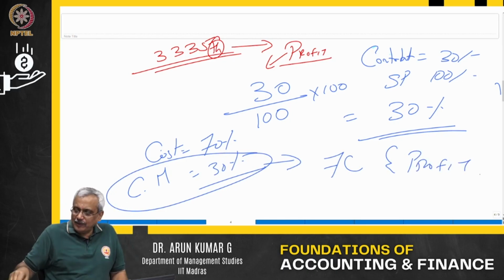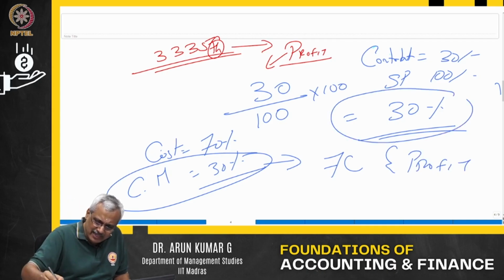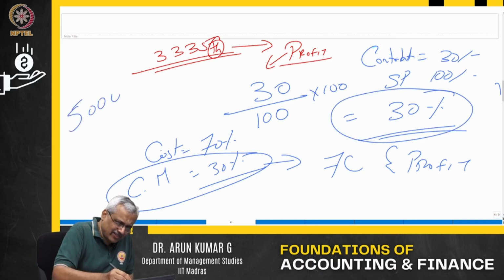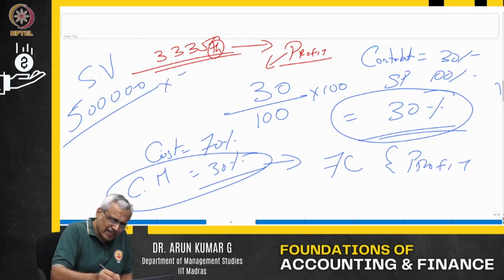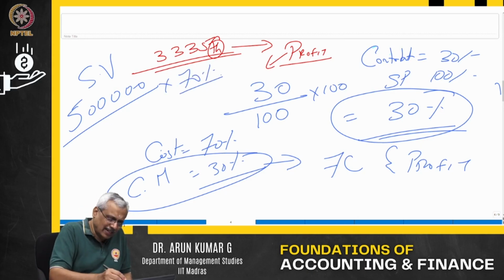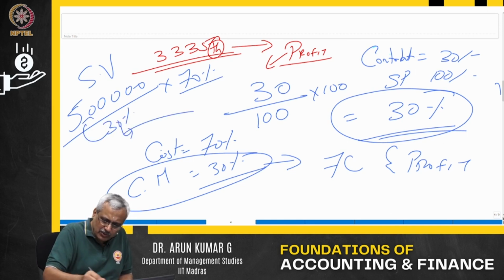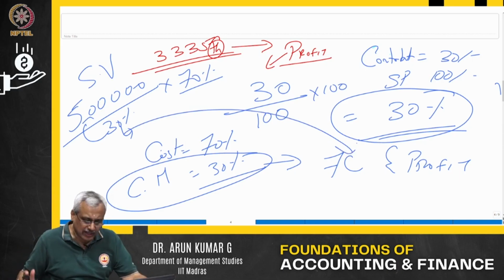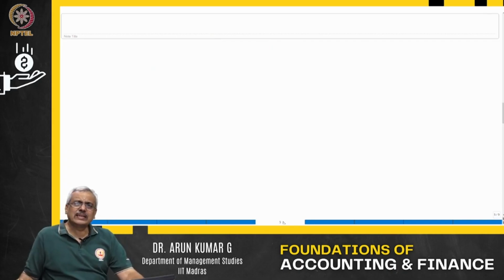So what happens in this particular case? If this 30% is the margin you are going to sell, supposing my sale value is 5 lakhs, I know 70% of this is cost, and 30% of this 5 lakhs is going to give me the money to cover my fixed cost and profit. That's all. That is what we call PV or contribution margin ratio. Let me move to the next stage.